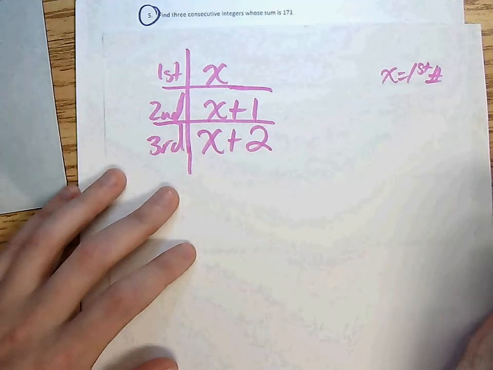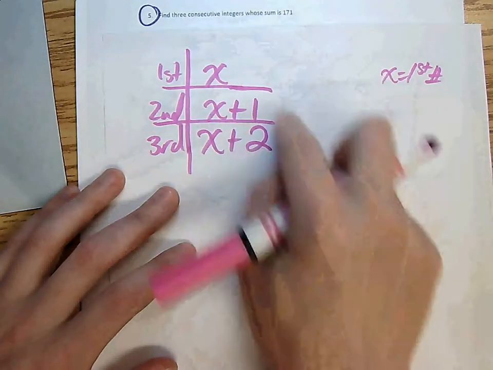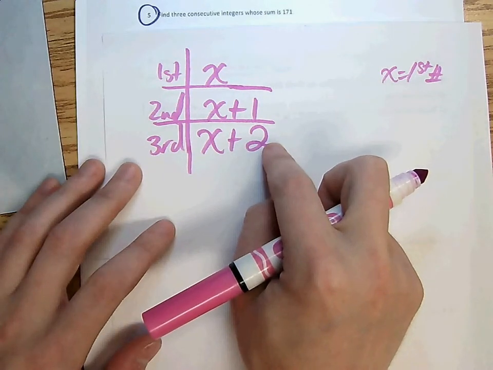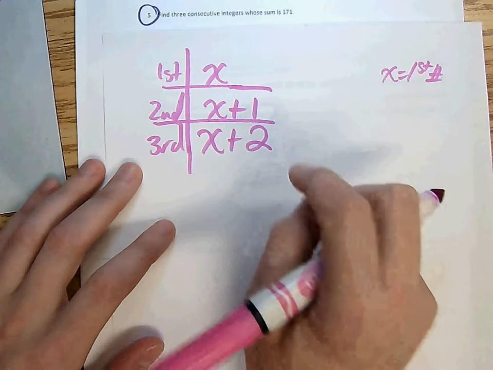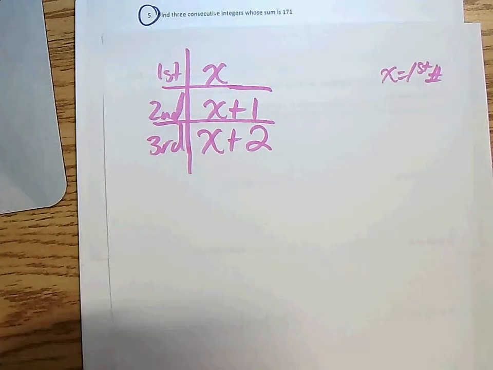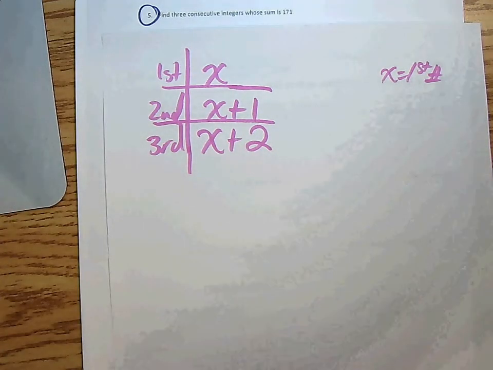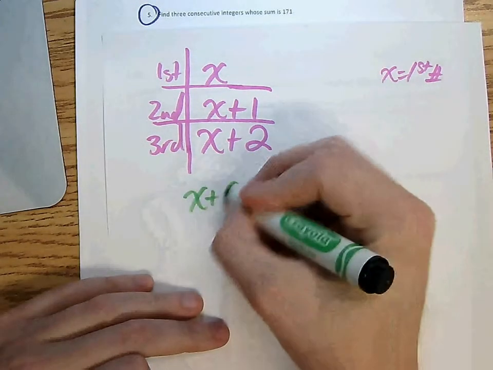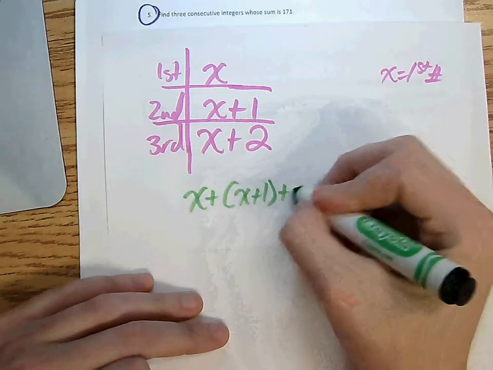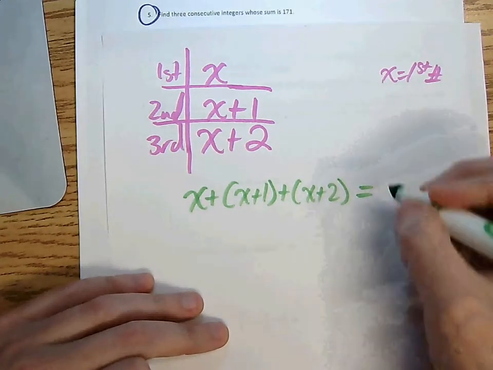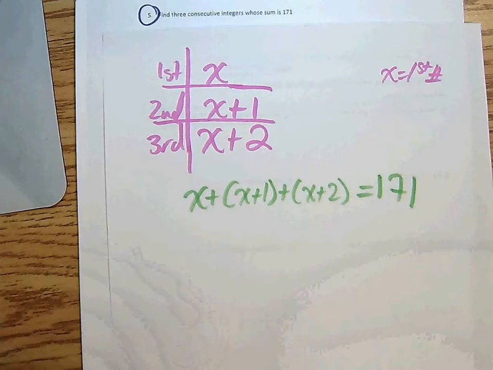Now, it said the sum of all three numbers is 171. What does sum mean? The answer to what kind of problem? Addition. So, what should I do then with these three numbers? Make an equation. Make an equation, and what is that equation going to look like? x plus (x plus 1) plus (x plus 2) equals what? 171. 171.